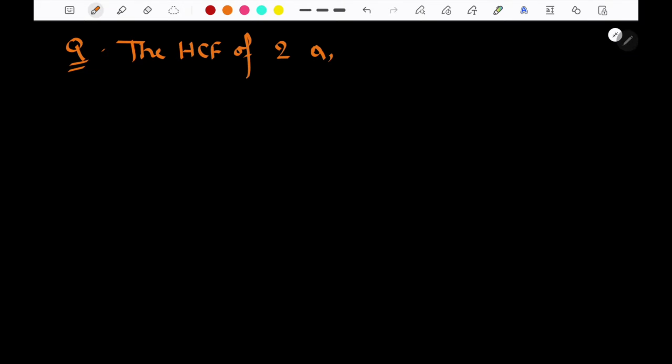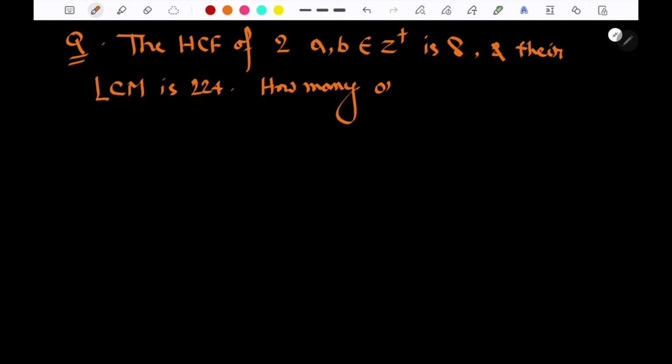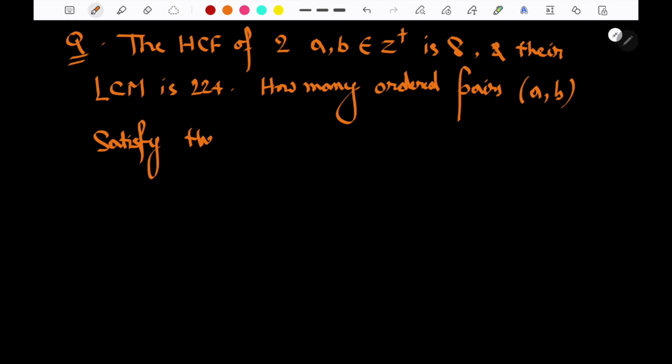Now next question says, the highest common factor, that is the HCF of two positive integers, that is a, b belonging to Z plus, is 8. And their LCM is 224. How many ordered pairs A comma B satisfy these conditions?